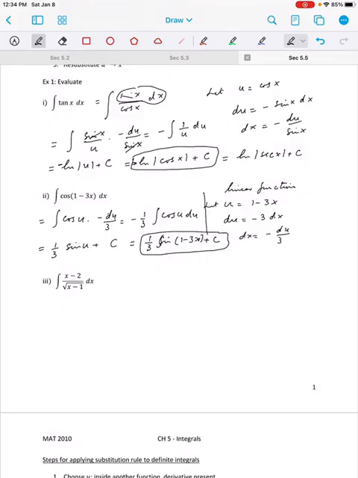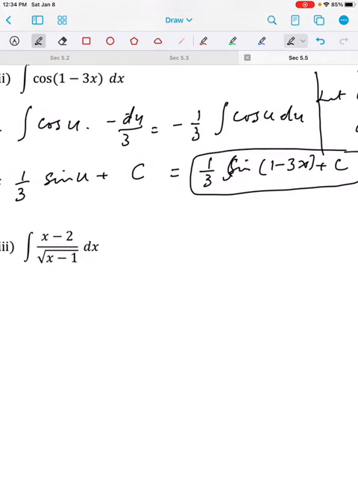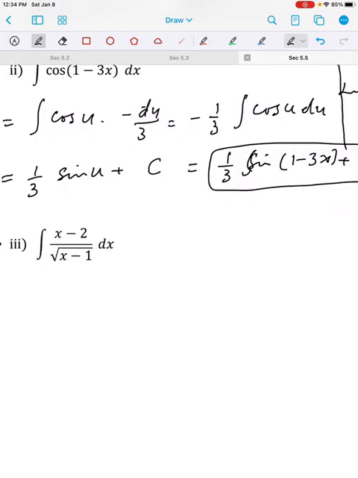Okay, let's look at another example down here. So this is the integral of x minus 2 over square root of x minus 1. Now again, this is something which doesn't allow us to use our technique directly, that is, to find a function whose derivative is present. You see x minus 2, derivative is 1, square root of x minus 1. Well, if we just think of the function inside the square root, which is x minus 1, the derivative is 1. So which one should we take as u?